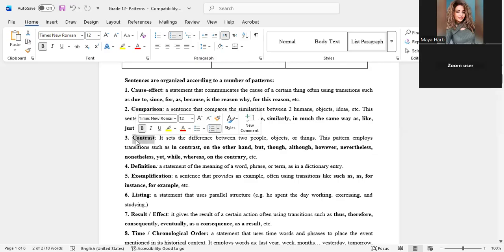Number three, contrast is when I'm showing differences. For example, today is sunny, but yesterday was rainy. So I'm showing the difference between those two days.